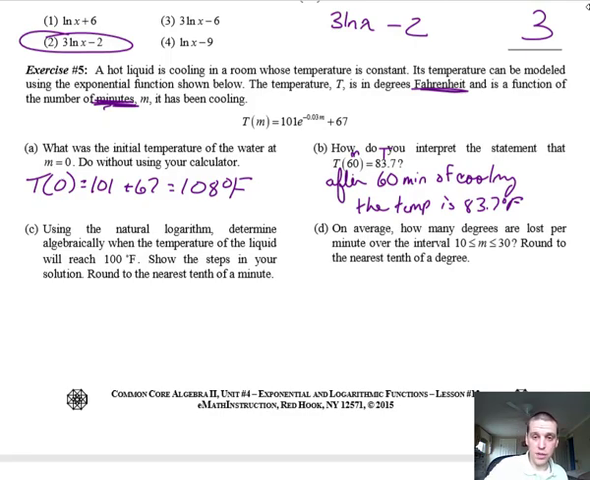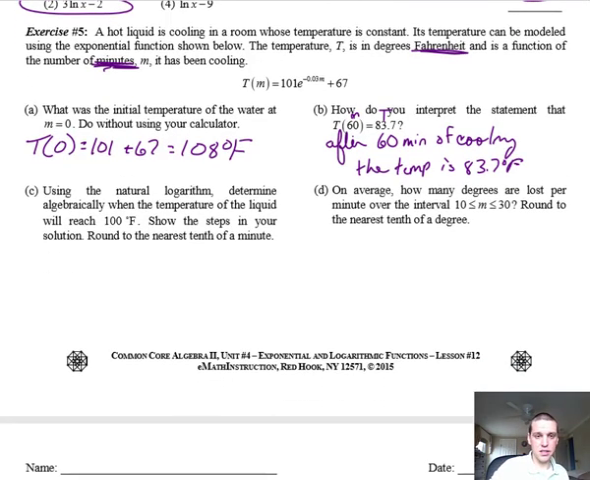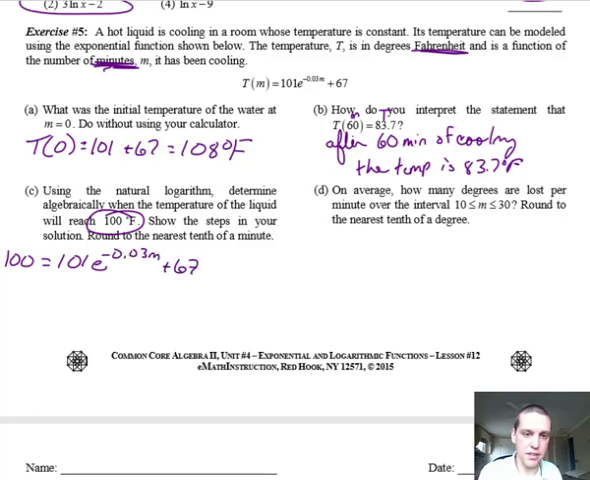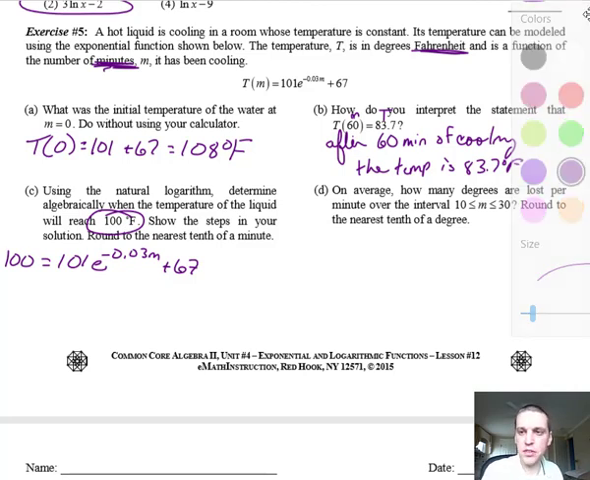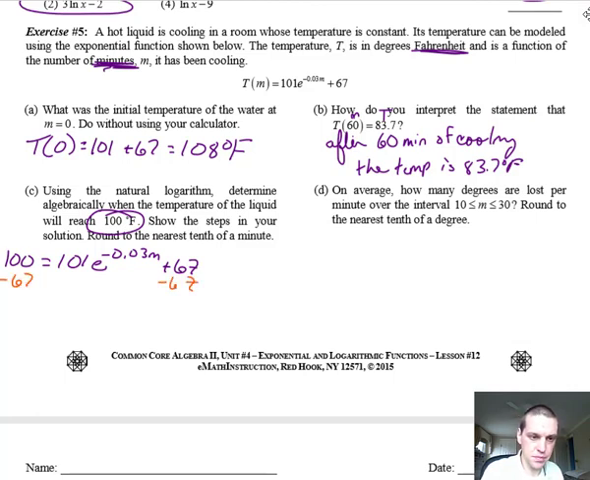So now we're on to C, which is the part where we're going to be using the actual letter e and the natural logarithm to find it. Using the natural logarithm, determine algebraically when the liquid will reach 100 degrees. So it's that same idea. 100 equals 101 e to the negative 0.03 m plus 67. And just like last lesson, what is the first thing we need to move? Well, we need to move this plus 67 before we do anything. So we're going to get 33 equals 101 e to the negative 0.03 m.